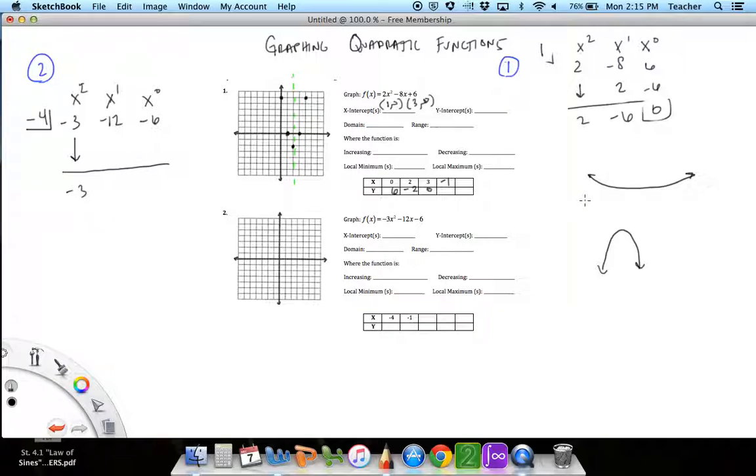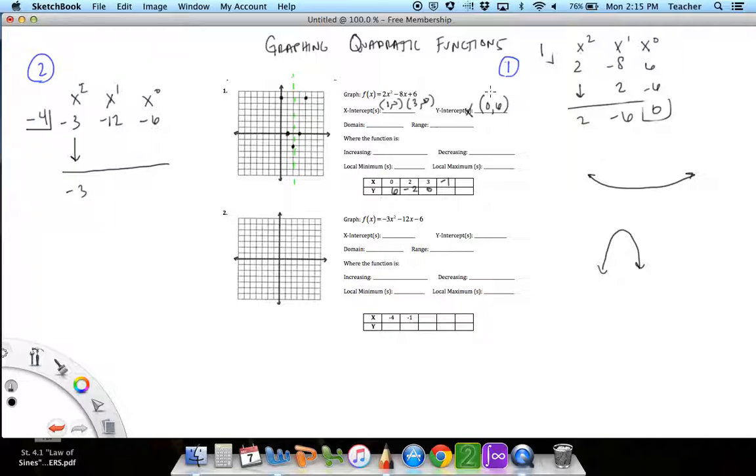Alright, so those are my x-intercepts. Those become very important here in the coming future for us to find. The y-intercept is going to be, in this case, 0, 6, my mistake. 0, 6 is the y-intercept.